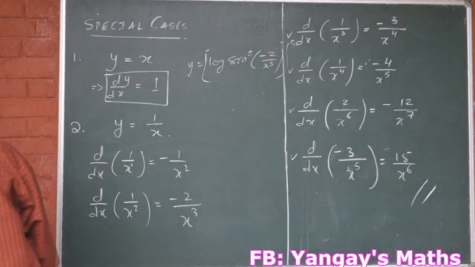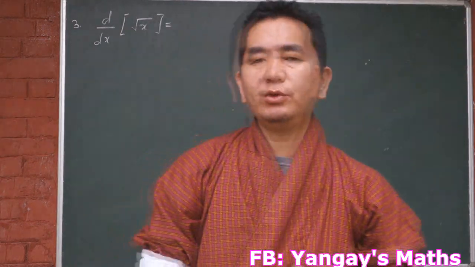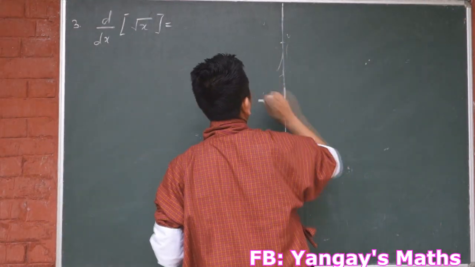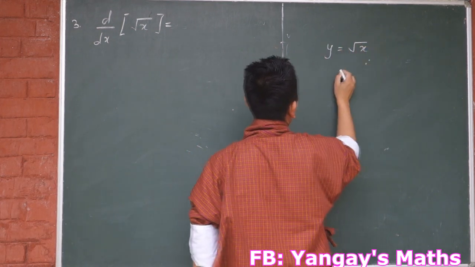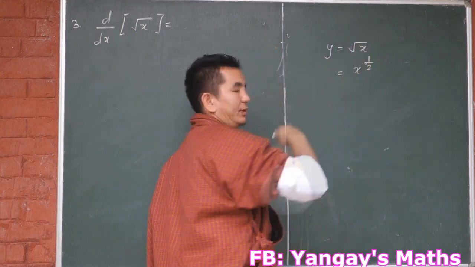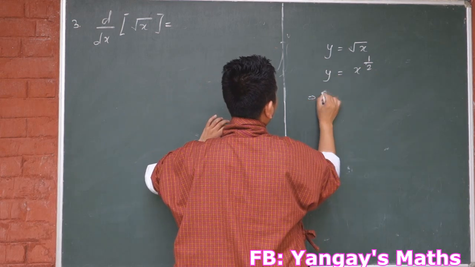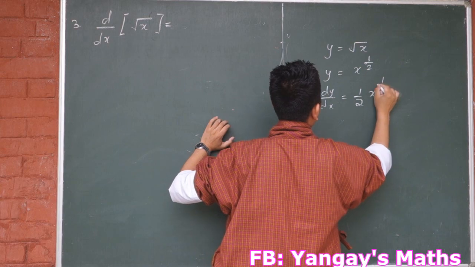So next we'll go to special case number 3. What is the differentiation of root x? You have already seen it. If you have y is equal to root x, usually what you will do is write this as x to the half. Since the index here is 2, you will change it into exponential form, and then use the power rule. When you use the power rule, dy by dx is equal to half x to the half minus 1.